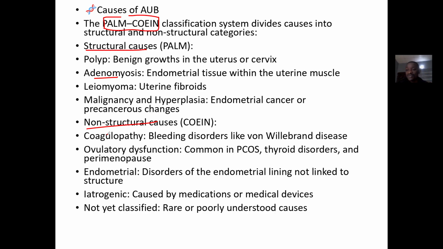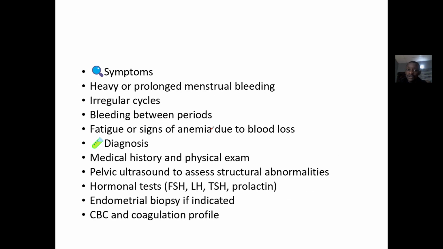Non-structural ones mean you can't really hold on to a physical thing that is causing the issue. It can be a generalized body issue, like the woman has a disease condition that makes blood clot very slowly, so you have general bleeding, also bleeding from the uterus. So the first one is coagulopathies, then ovulatory dysfunctions, endometrial lining issues, and sometimes it's due to a surgery. Then the N in COIN is when it is not yet classified, or the cause is poorly understood.